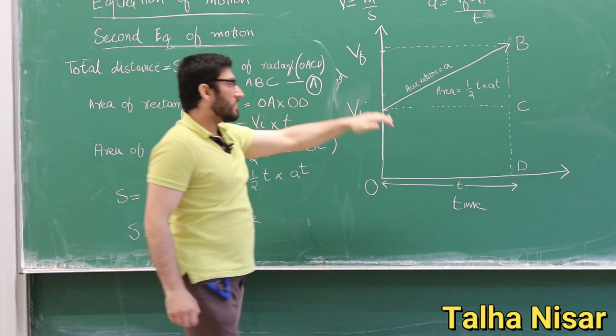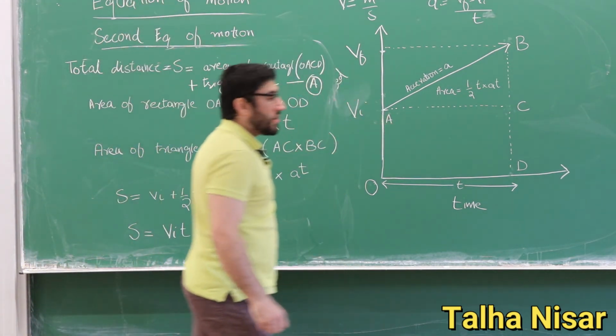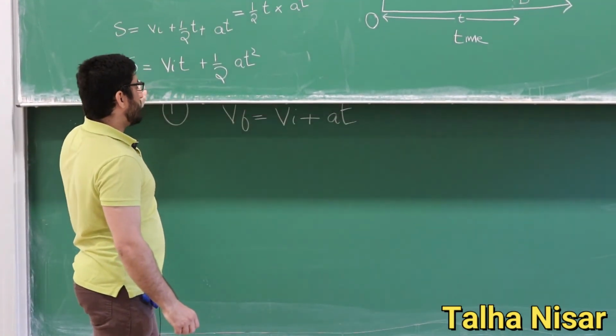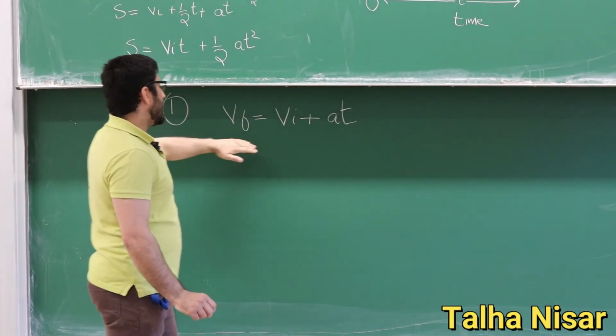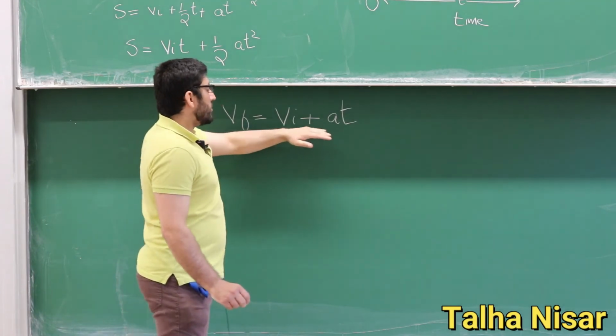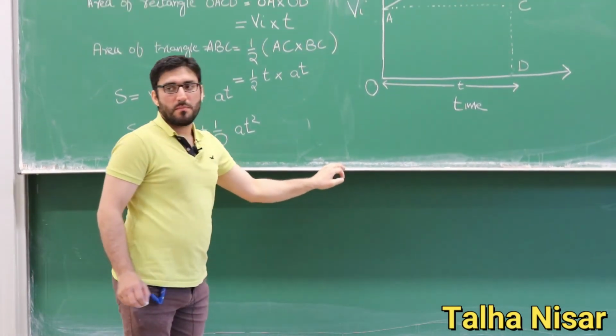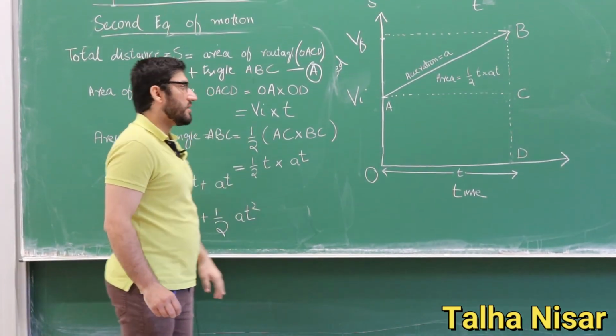So from this figure, we derived the first equation of motion, which is here. What was the first equation of motion? Final velocity is equal to initial velocity plus at. This is important. You need to remember this equation here.